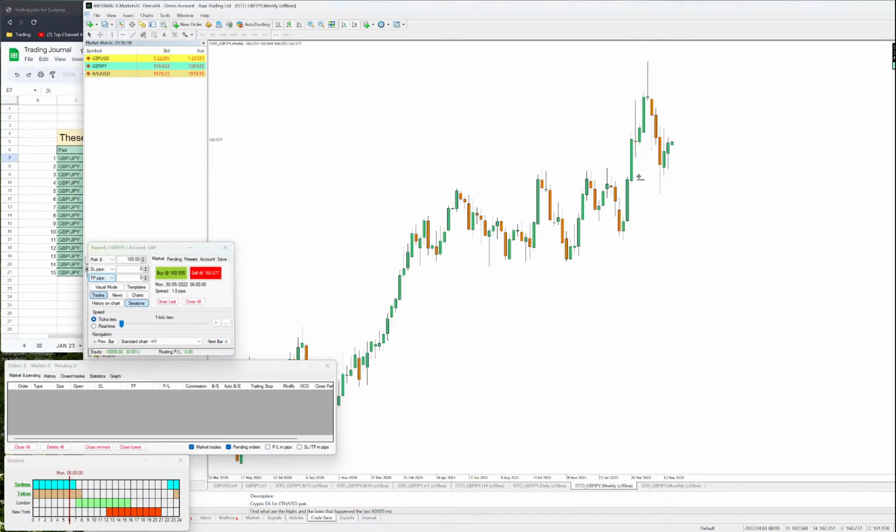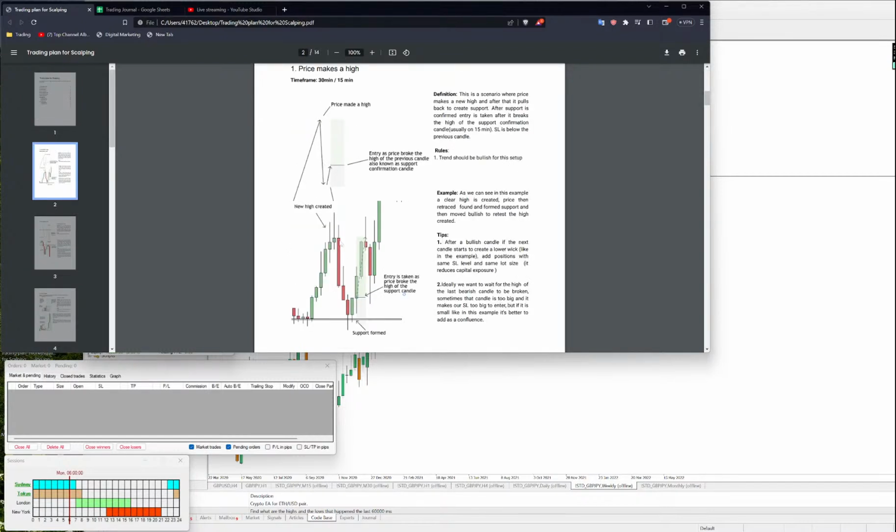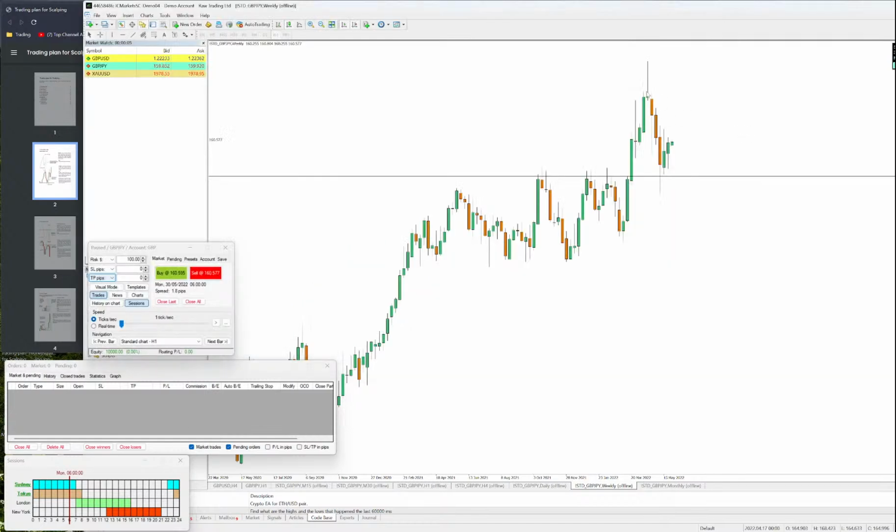And yeah, we have a support here, which we tapped on a weekly time frame. Previous week closed bullish, so I believe technically, if we come up and see the trading plan right over here: when price makes a high, comes back, forms support, retests the high. This is the definition. Price makes a high, after that it pulls back, creates support. After support, it confirms. Entry is taken on the break of the high.